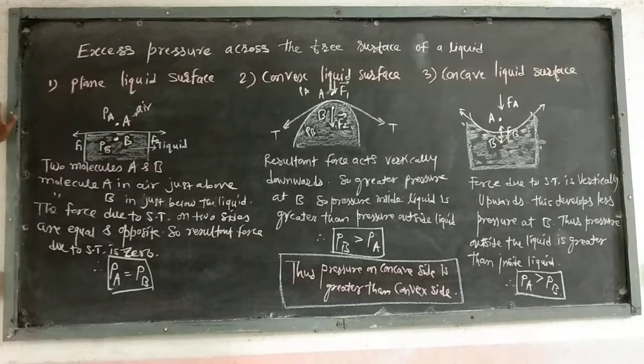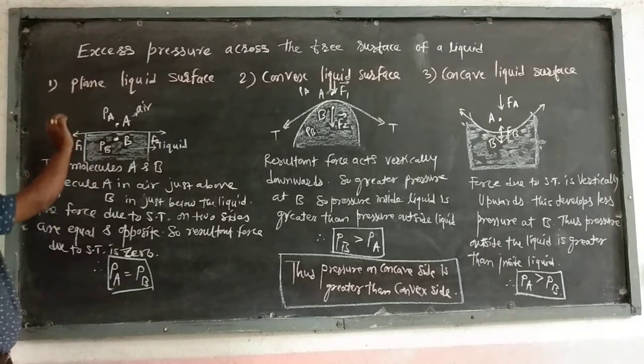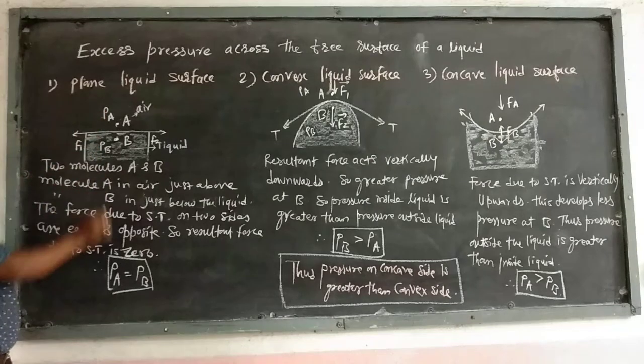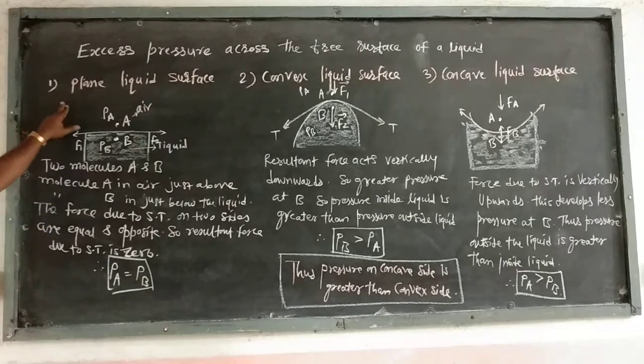So the forces due to surface tension on the two sides are equal and opposite. So the resultant force due to surface tension is 0. That means if Pa represents the pressure at molecule A and Pb represents the pressure at molecule B, then we can write Pa is equal to Pb. So that is the first case, when the plain liquid surface is taken.